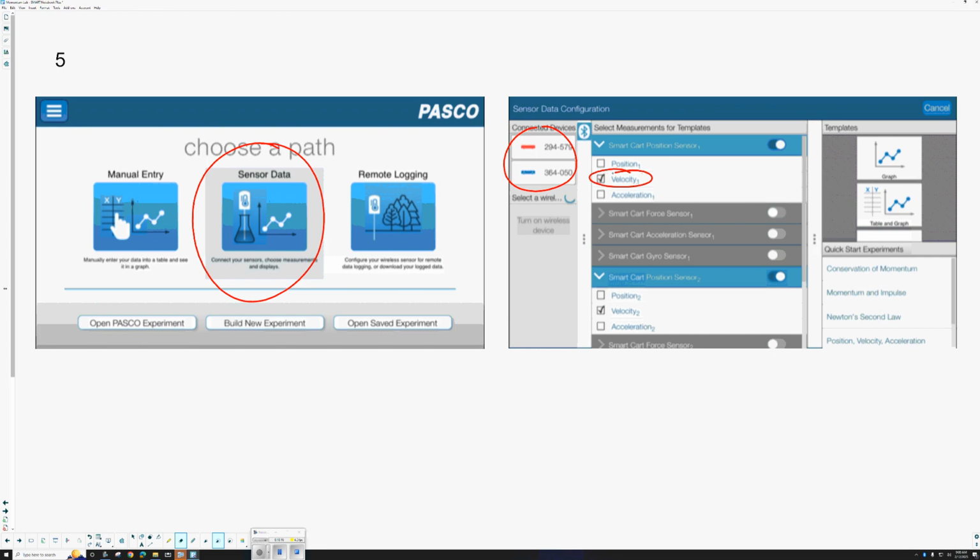So click on the velocity box, but you're going to actually have to do that twice because we have two carts. So last year you clicked on position once. Today you're going to click on velocity twice, once for each different cart. And then you're going to click on the template that you want to display. I want you to click on the one that says table and graph. Display the table and graph. Make sense? So sensor data, make sure you connect your two carts and make sure you select velocity to display the velocity. And then you're going to select the table and graph to display.